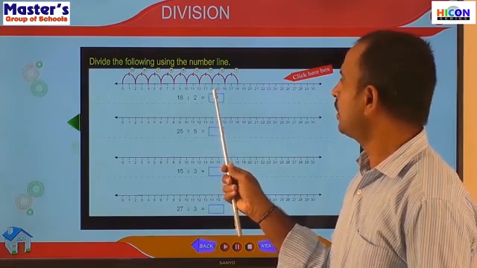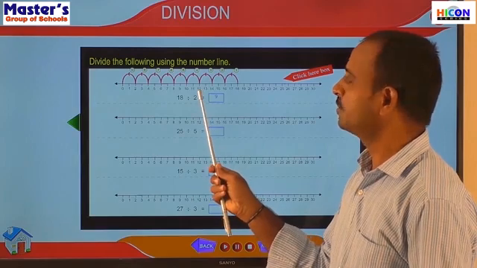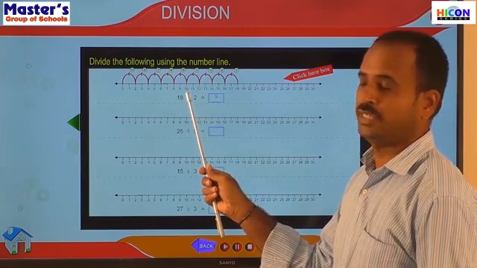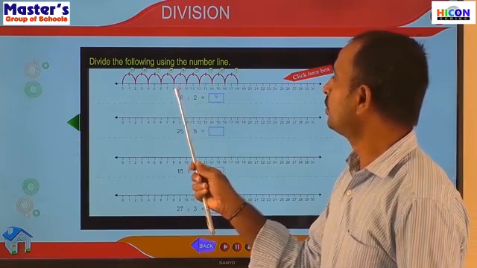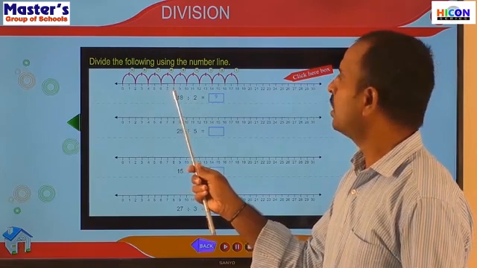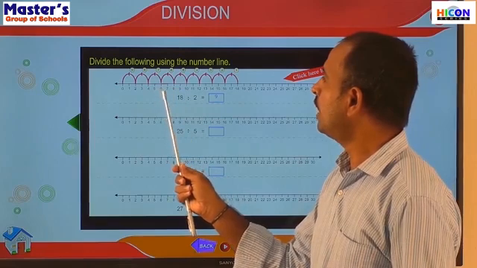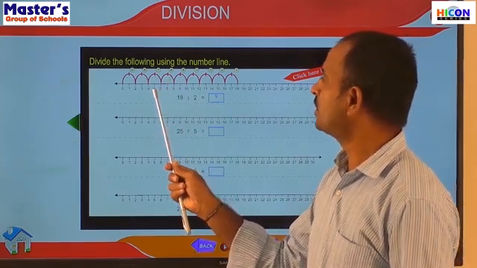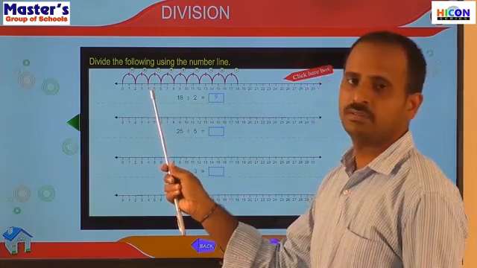And again count 2 numbers: 1, 2. So you have reached 12 after the third step. And again count 2 numbers: 1, 2. We have reached 10 after the fourth step. Again count 2 numbers: 1, 2. We have reached 8 after the fifth step. Again count 2: 1, 2. We have reached 6 after the sixth step. Again count 2 numbers: 1, 2. That is, we have reached 4 after the seventh step.